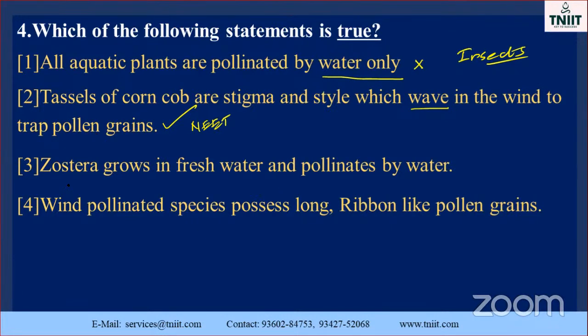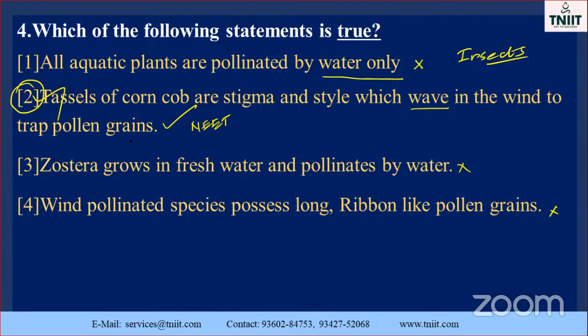True. Zostera grows in fresh water and is pollinated by water. No. And wind pollinated species possess long ribbon-like pollen grains. No. So the correct option is which one? The second one is the correct option, my dear. Okay. So don't forget, this is very, very important also.